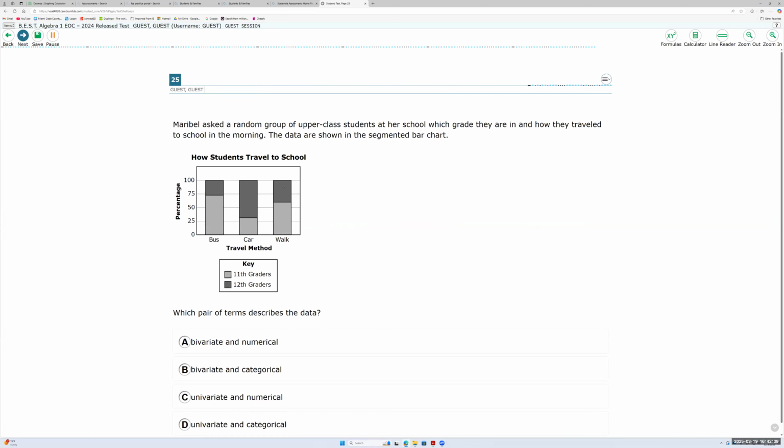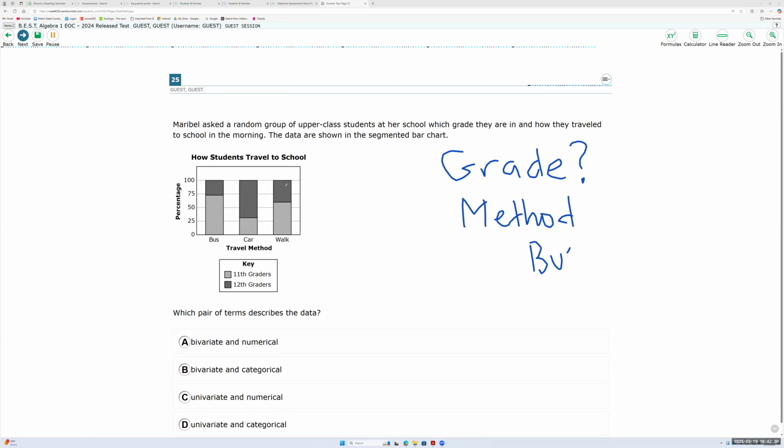Okay, so as you can see, there are two questions here that are being asked. One is the grade, junior or senior, and the other one is 11th grade or 12th, right? And the other one is how do you travel to school. And so the method is the other question. And this method is being labeled as bus, car, and walk. So whenever we label that and we have the bars, that's categorical.